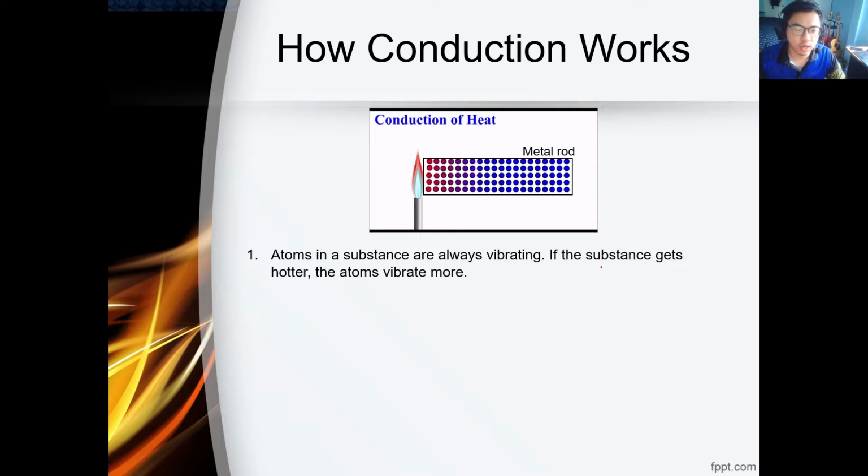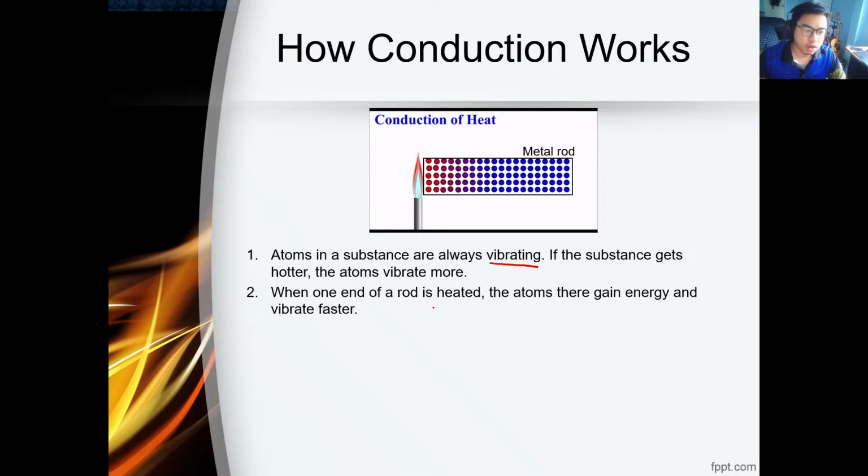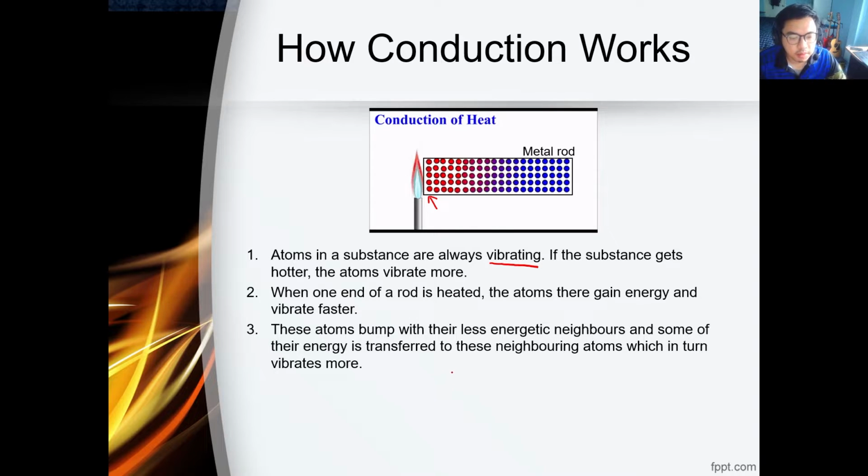So how does conduction work? Atoms in a substance are always vibrating. If the substance gets hotter, the atoms have more energy and therefore they vibrate more. When one end of a rod is heated, the atoms there gain energy and vibrate faster. These atoms bump into their less energetic neighbors, and some of their energy is transferred to these neighboring atoms, which in turn vibrate more.